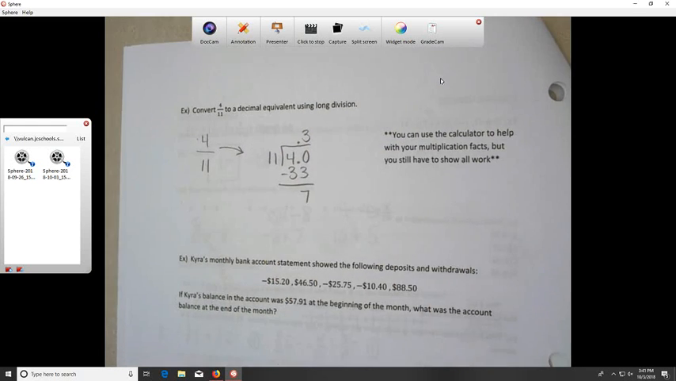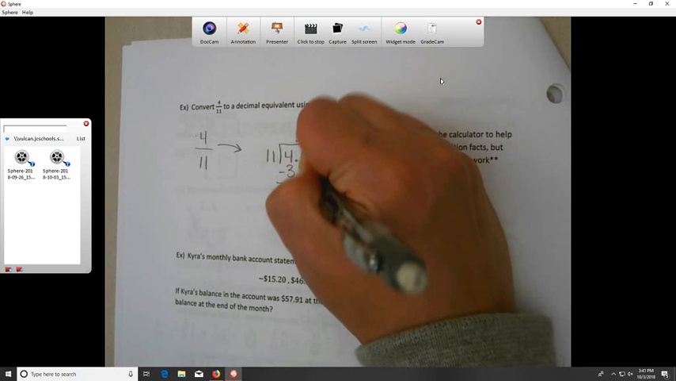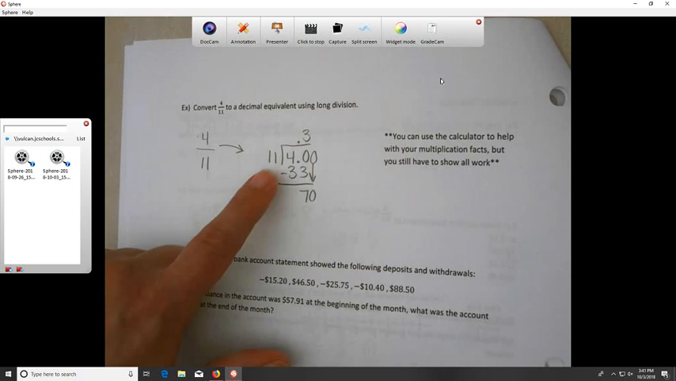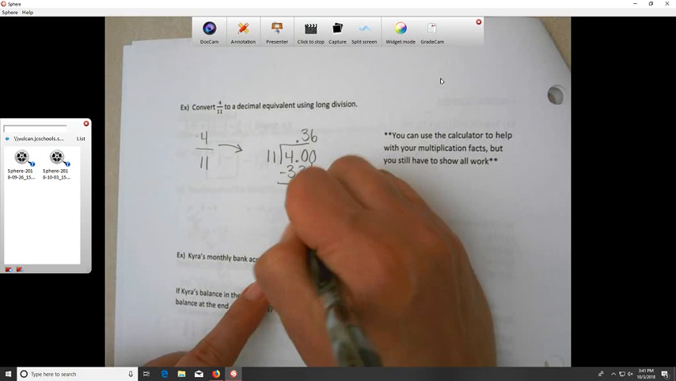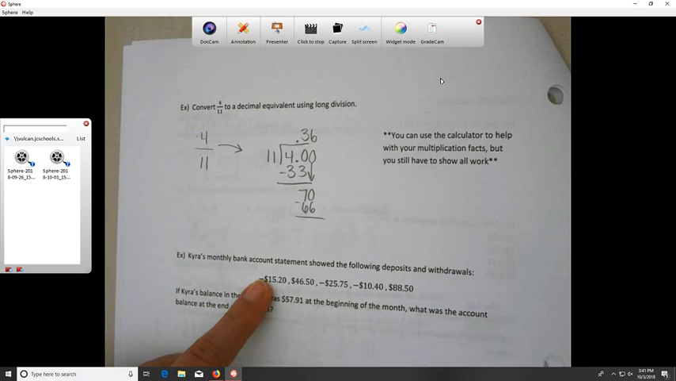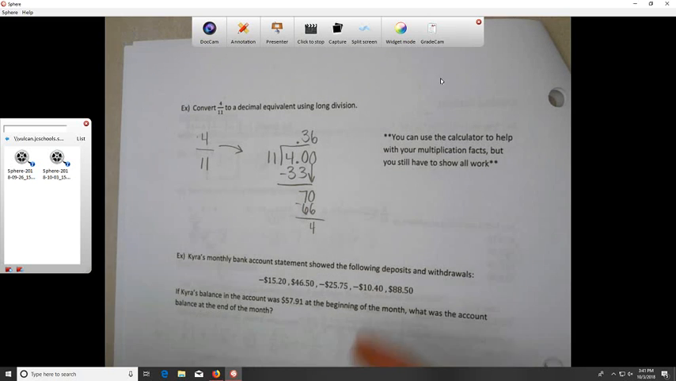Every time you subtract, you then have to bring down. So I'm going to add a 0 and bring it down. 11 can go into 70 6 times, and 6 times 11 is 66. Now I'm going to subtract that and I get 4. Now I can start to see that I have a pattern here, but I need to keep showing my steps of division until I've established that pattern.